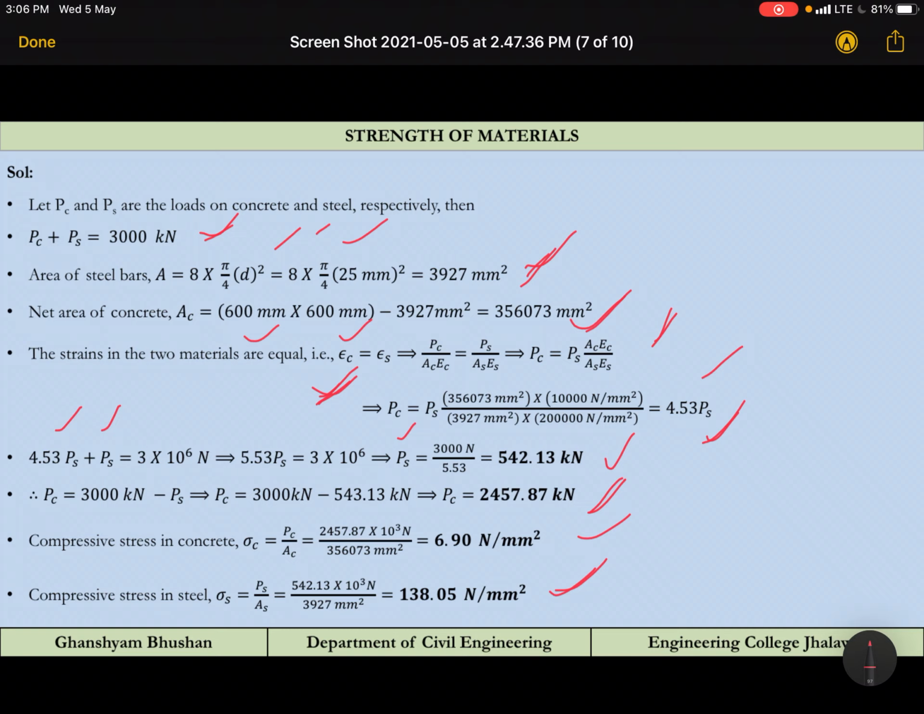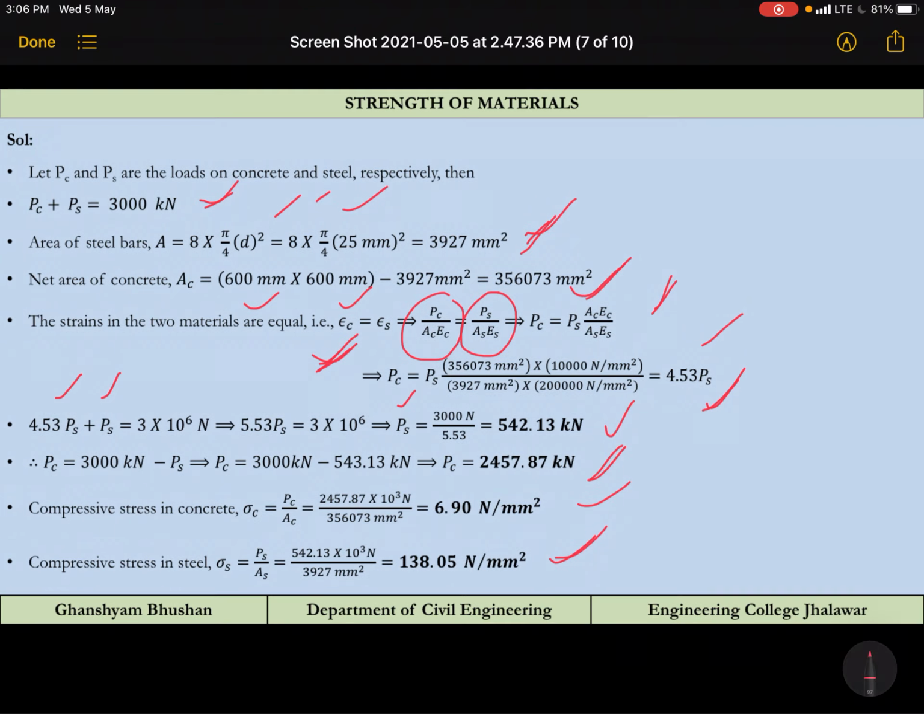Elastic shortening you can calculate by using either value, from both sides you will get the same answer. PC by AC into EC should be equal to PS by AS into ES. So you can calculate this. So I hope this is clear to you.